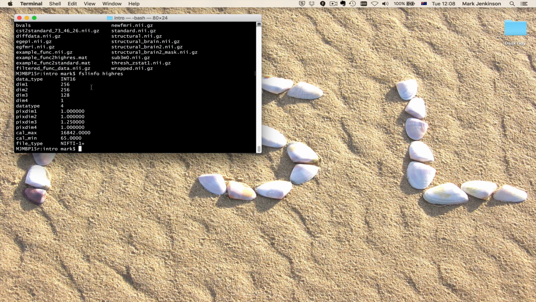And that's common for things which come straight off the scanner. That's how they're reconstructed. And then there is some other information at the bottom, which is just about how to display the image in the display tool, such as fslview.